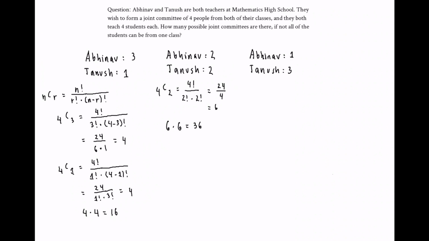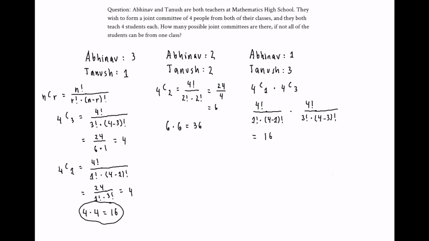Finally, let's move on to the final case. 4 choose 1 times 4 choose 3. This is the same thing as writing 4 factorial over 1 factorial times 4 minus 1 factorial times 4 factorial over 3 factorial times 4 minus 3 factorial. As you can see, this is the same result as the first case, so I'll just skip on and go to the answer, which is equal to 16.